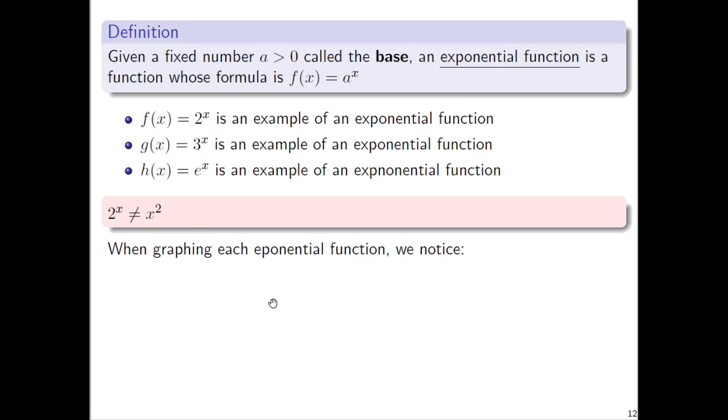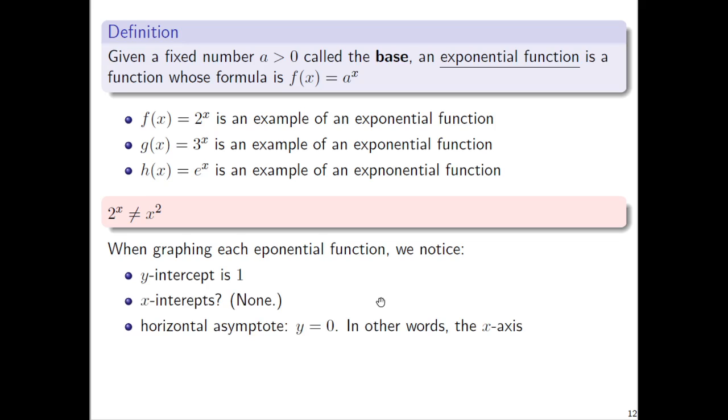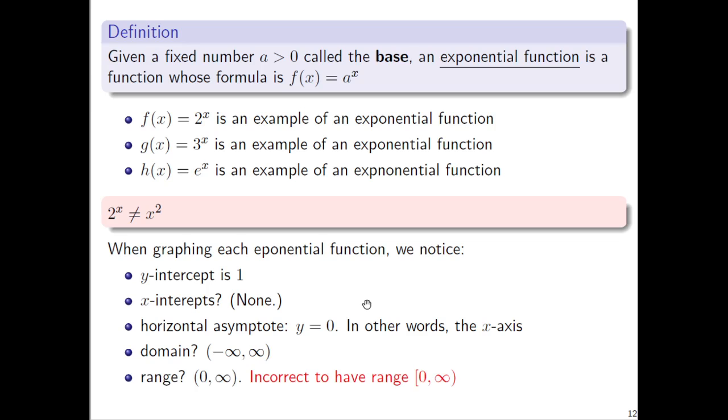These are different. And then when graphing each exponential function, you'll notice that the y-intercept is 1. There are no x-intercepts. There is a horizontal asymptote. The x-axis acts as a horizontal asymptote. The domain is all reals, or we could write this in interval notation as -infinity to +infinity. And the range is 0 to infinity, excluding the number 0.